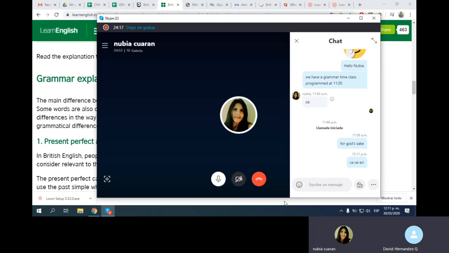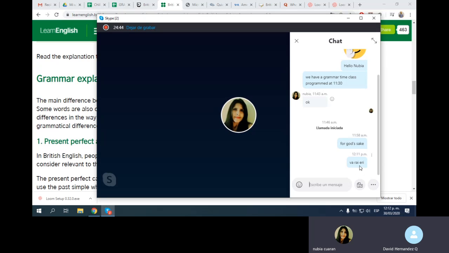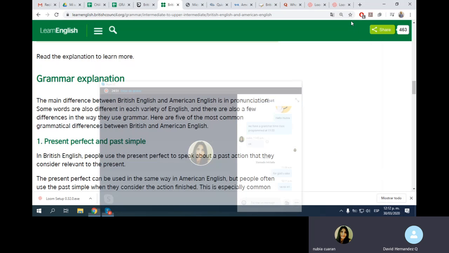Variety, variety. Uy, difficult. Los británicos dirían variety. Entonces lo primero se conserva, variety, y al final eri o eti. Variety. Very good. Uy, Dios mío.